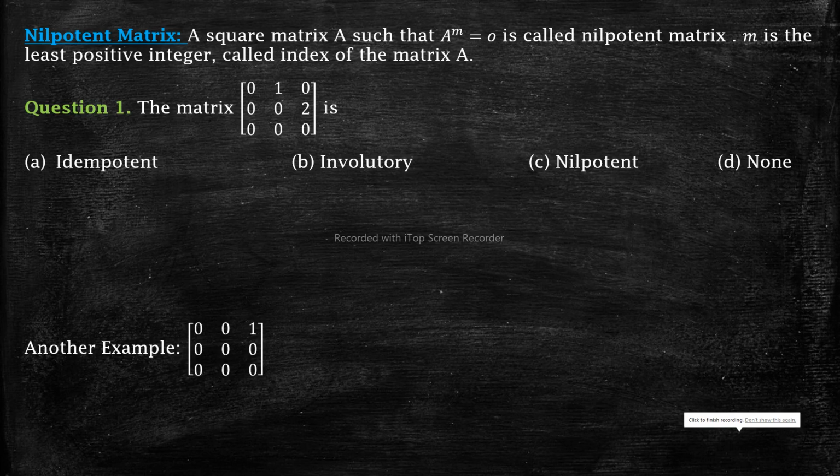Hello everyone. Today in this video we are going to discuss nilpotent matrix. It is also a square matrix, and for this case you will get one specific criterion: A to the power m equals the null matrix. What is m? m is the least positive integer, and this m is sometimes called the index of the matrix A.